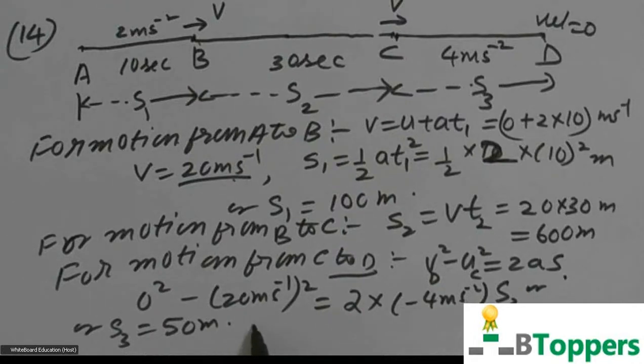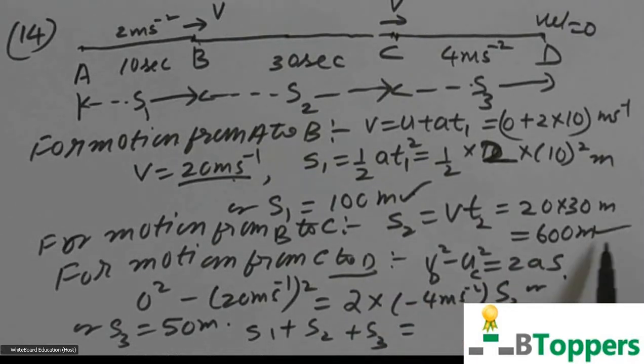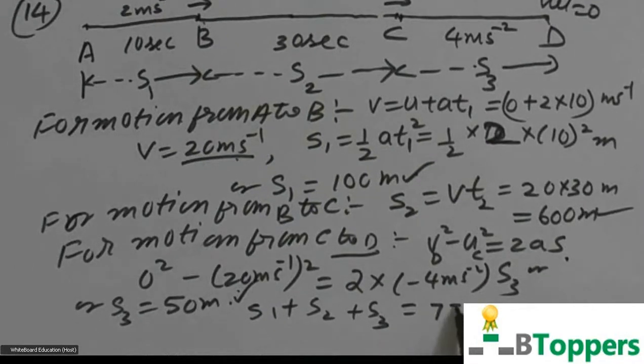So the total distance traveled by the body can be found by adding S1, S2, S3. That is 100 plus 600 plus 50. You can add these three. It comes out to be 750 meters. That's the answer.